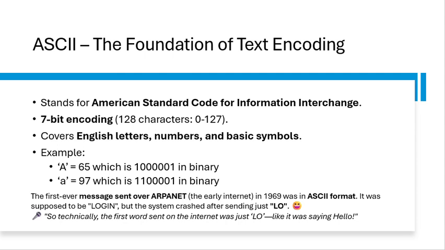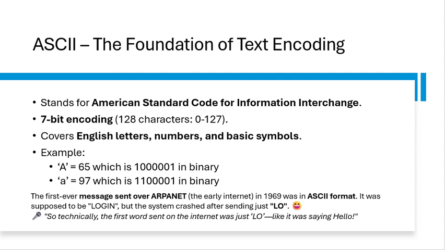Now I'll talk about ASCII, the foundation of text encoding. The full form of ASCII is American Standard Code for Information Interchange, which was developed in 1960 as a way to represent characters in computers. It uses 7 bits, allowing it to store 128 different characters. As 2 to the power 7 is 128, there are 128 characters from 0 to 127. This includes uppercase and lowercase English letters, numbers from 0 to 9 and some special symbols.